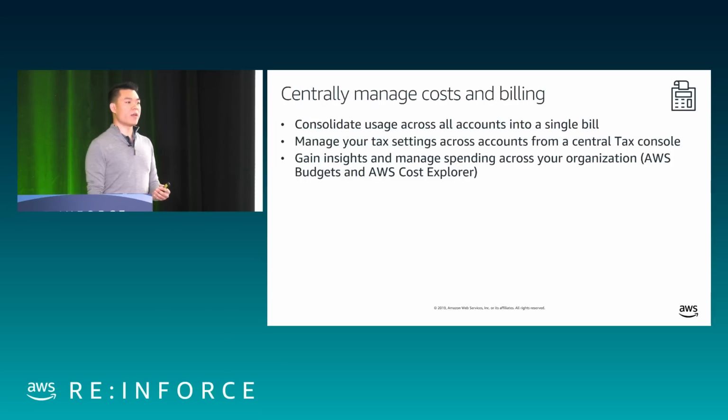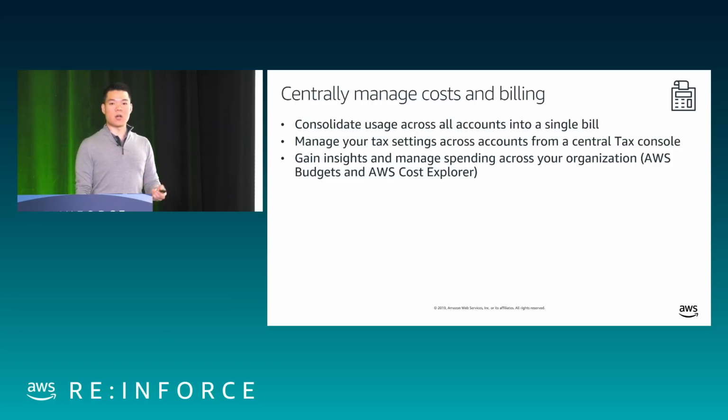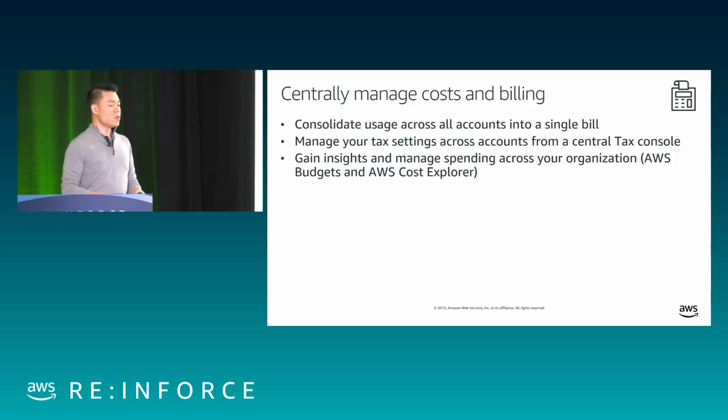The last area that we provide capabilities in is being able to centrally manage costs and billing across your organization. You're able to consolidate usage across all of your accounts in a single bill. And so at the end of the month, all of your accounts are grouped together for RI sharing, volume discounts, and enterprise discount programs if you have them, or EDPs. You can manage your tax settings across accounts from a central tax console, so you can set the tax information for all of your accounts in your organization at the same time. And finally, you can gain insights and manage spending across your organization using AWS Budgets and AWS Cost Explorer.